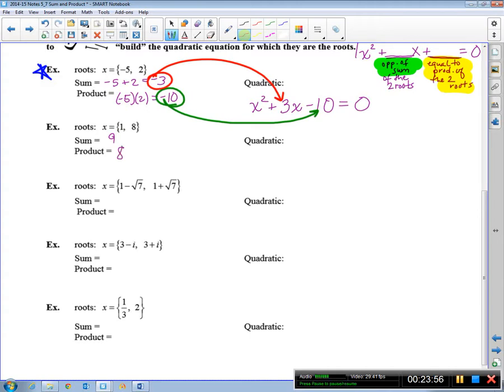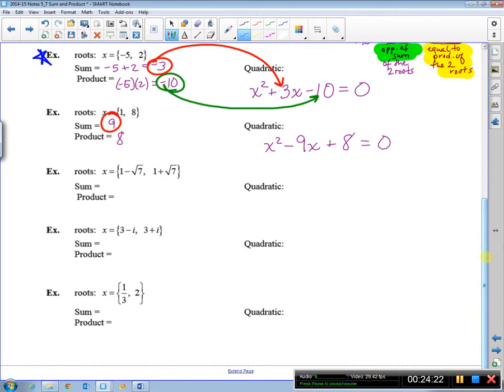Let's write the quadratic. X squared plus the opposite of the sum. Sum is 9. So we're going to write -9x plus the product, the actual product is +8 equals 0. Okay, let me do that in green. 8 and 8. 9 and -9. Right?